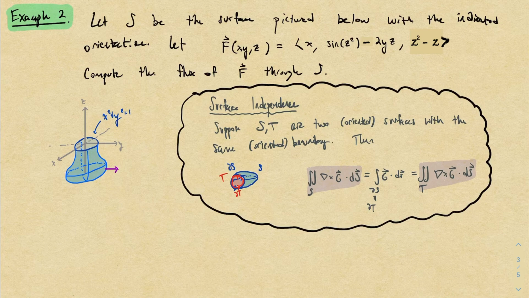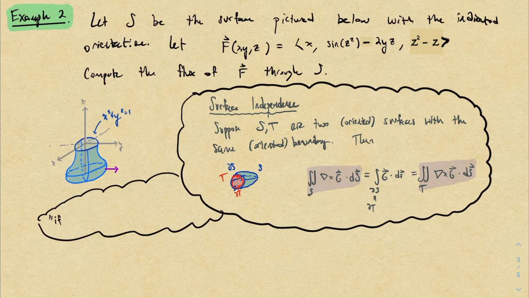This is the kind of thing that we want to use here. Now there's still some things to check, but this is the point. Ultimately, we care about the flux of F through this goofy surface. So if we can show that F has a potential, a vector potential, to be specific, then we could use surface independence and pick a simpler surface. That's the philosophy here.